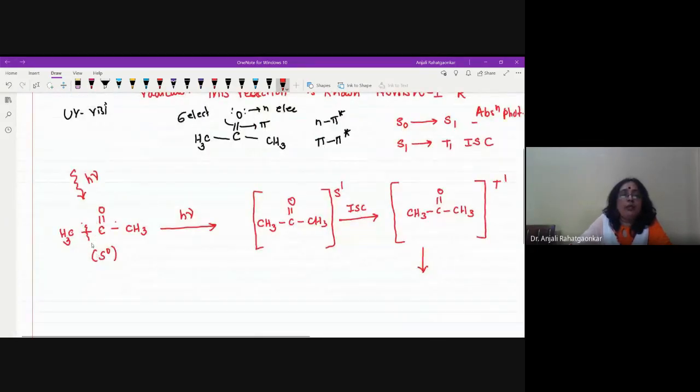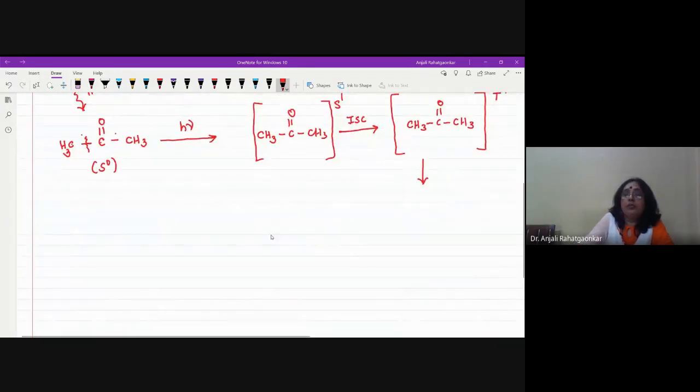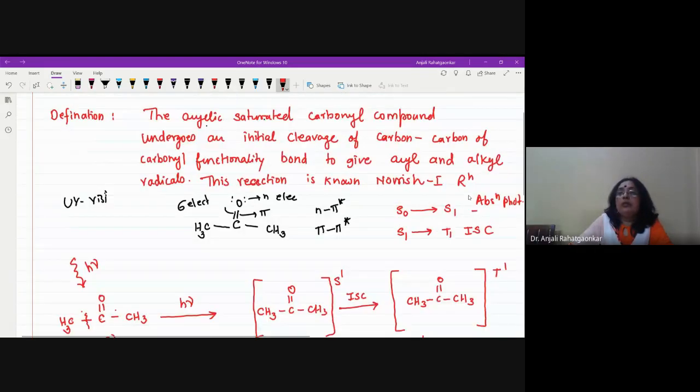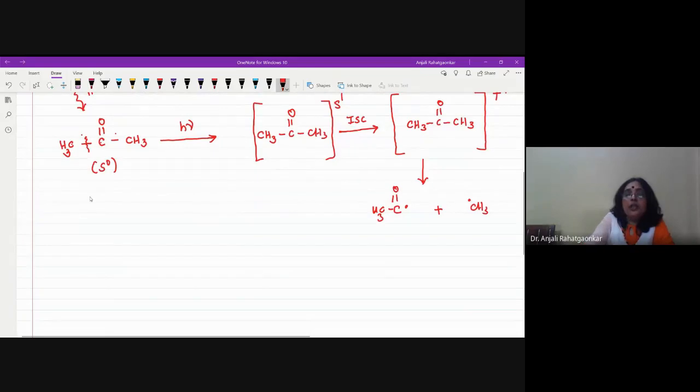The third point is the initial cleavage, which I have done here. Have you got it? There is an initial cleavage here, and alkyl radicals and acyl radicals will form. This is my acyl radical and this is an alkyl radical. Now the alkyl and acyl radicals are formed. This reaction is called the Norrish type I reaction. Now the most important thing is that there is an alpha cleavage. What is the meaning of that alpha cleavage?